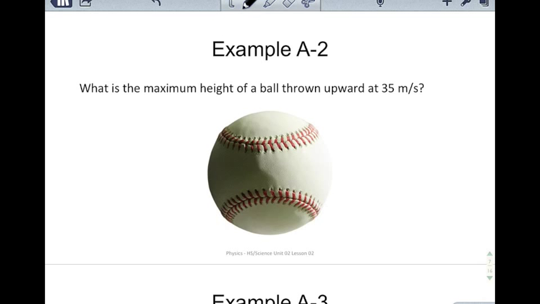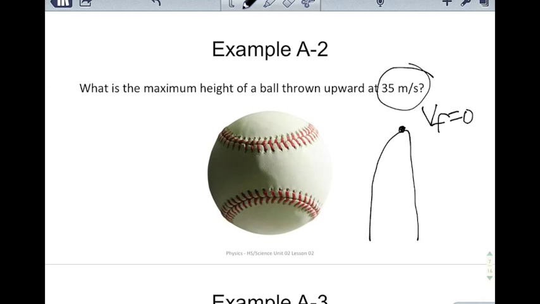Okay, in this question it says, what is the maximum height of a ball thrown upward at 35 meters per second? So, it looks like we only have one piece of given information here, but if you remember back to what it says at the maximum height, we take a ball, we throw it up, and at the very top part of its path, we know that its velocity is 0. Okay, we also know that the acceleration is always -9.8 meters per second squared. So with those two pieces of information and the 62.5 meters.